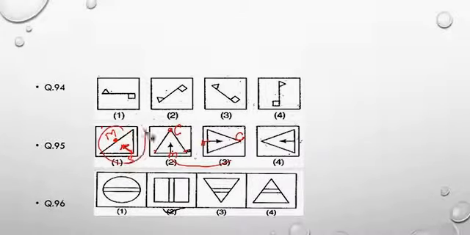Let's check in case of option 4. In option 4, the starting point of the arrow is from the middle, exactly the same as in option 2 and 3, and the direction of the arrow is towards the center of the triangle. So this is also the same in case of option 2 and 3.